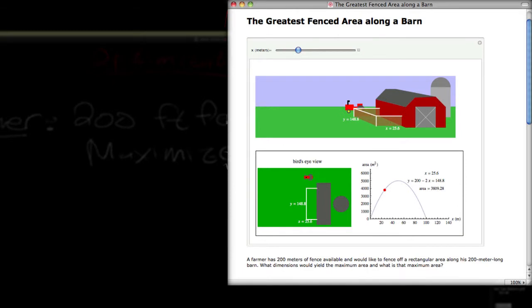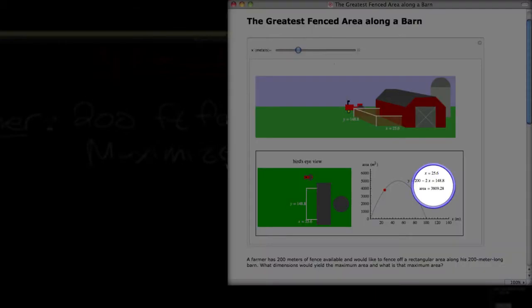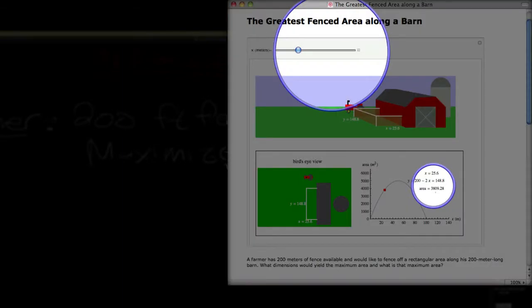Now again, you don't need a fence along your barn wall, so you're using that as that side of the fence. This is the bird's eye view. Here's your tractor, and let's not worry about this for right now, but I do want you to take a look at this guy, the area right here. As we move the slider, you want to take a look at how that area moves, because we're trying to maximize that.